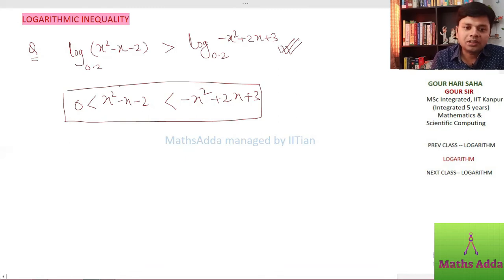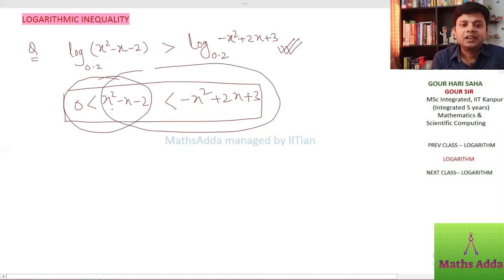Now how to solve this inequality? You can break it into two parts, one this inequality and the other this inequality. So I can say x square minus x minus 2 should be greater than 0, as well as x square minus x minus 2 should be less than minus x square plus 2x plus 3. Clear? So let us solve this first.